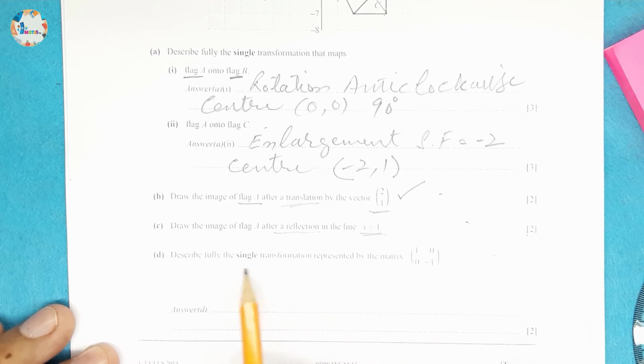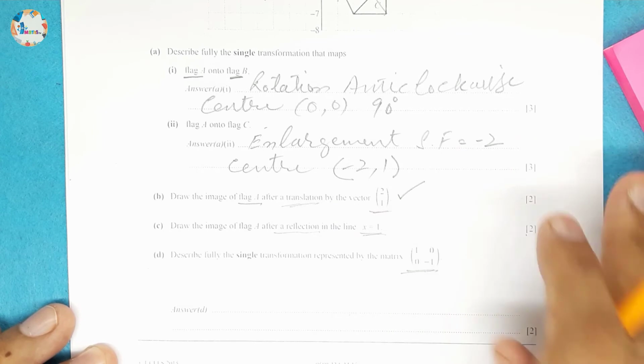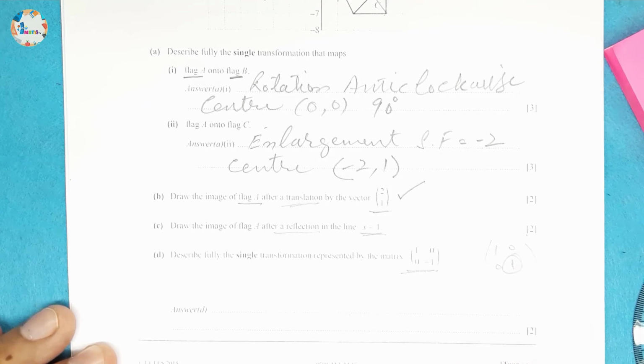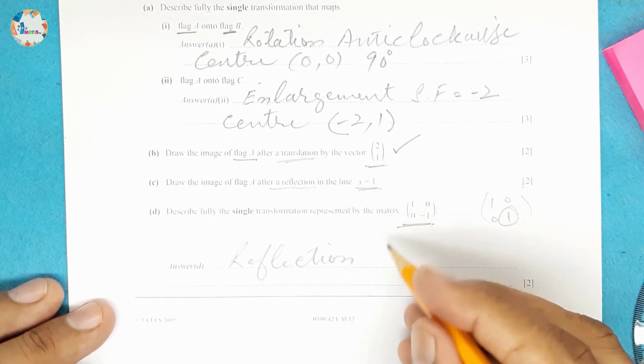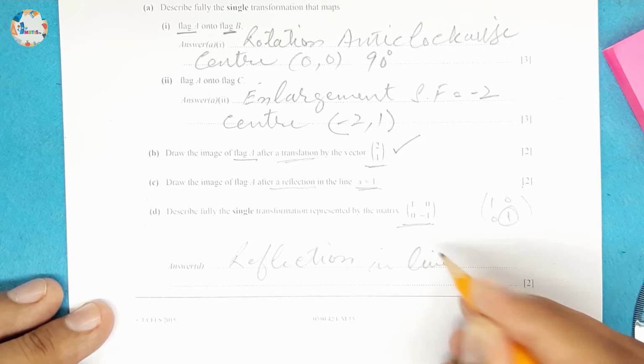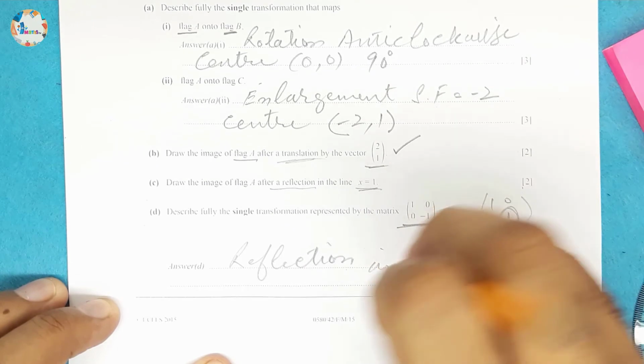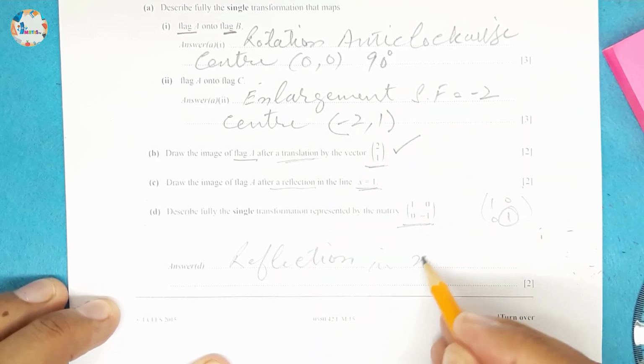Now describe fully the single transformation that represents this. We know that the identity matrix is (1 0; 0 1), and in this case only the sign is changed, so this will be reflection about the x-axis. So reflection in the x-axis basically, not line. So we can write x-axis.